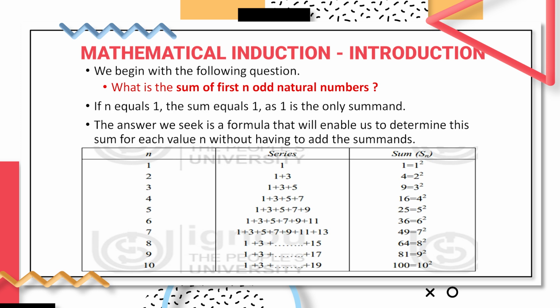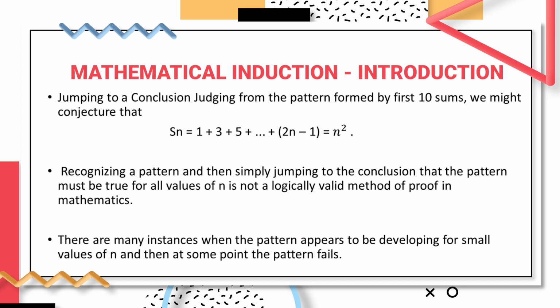So, on the same line, if we want to understand the pattern, 1 plus 3 plus 5 is 3 square because 3 terms are there. 1 plus 3 plus 5 plus 7 is 16, that is 4 square, and we have 4 terms. So, the pattern followed is that if there are n terms, then the total sum will be equal to n square, where n is the number of odd natural numbers. Now, jumping to a conclusion by judging from the pattern formed by the first 10 sums, we may find that it is 10 square.